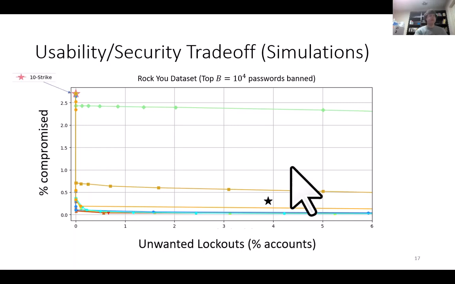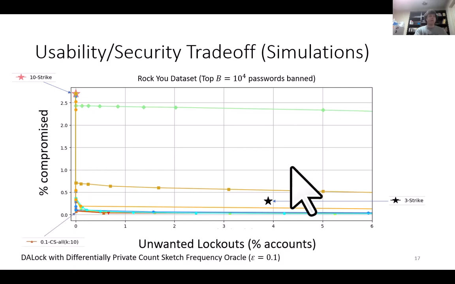We first highlight the 10 strikes mechanism. Here, the unwanted lockout rate is almost 0, but the percentage of compromised accounts is quite high. By contrast, the 3 strikes mechanism has a lower, though still substantial, percentage of compromised accounts, but the unwanted lockout rate is quite high. By adopting DALock with a differentially private count sketch, we obtained a superior usability security trade-off.